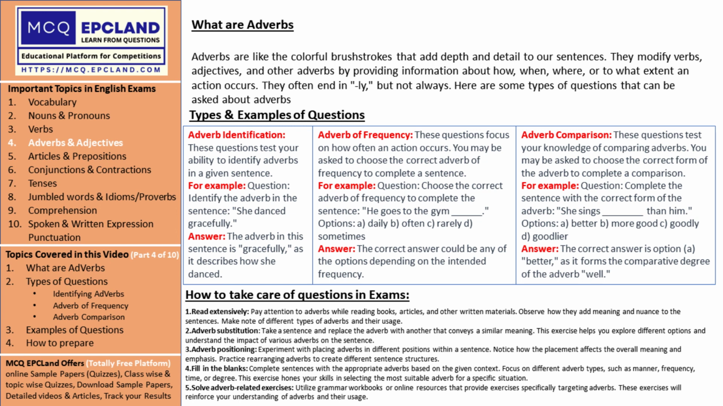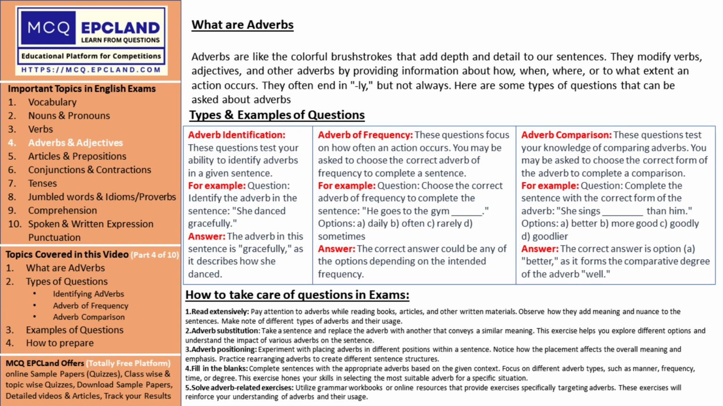Moving on to the next type of question, adverb of frequency. These questions focus on how often an action occurs. You may be given a sentence with a blank and be asked to choose the correct adverb of frequency to complete it. Here's an example. He goes to the gym _____________. The options are daily, often, rarely, or sometimes. Depending on the intended frequency, any of these options could be the correct answer.